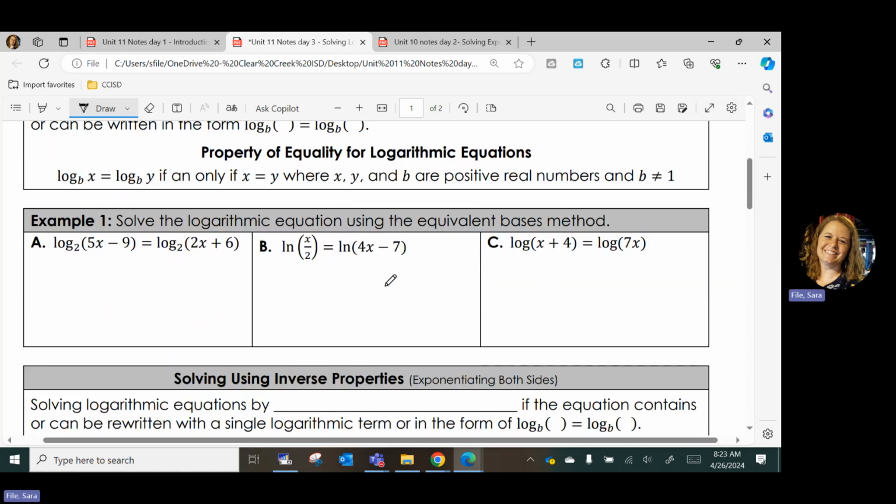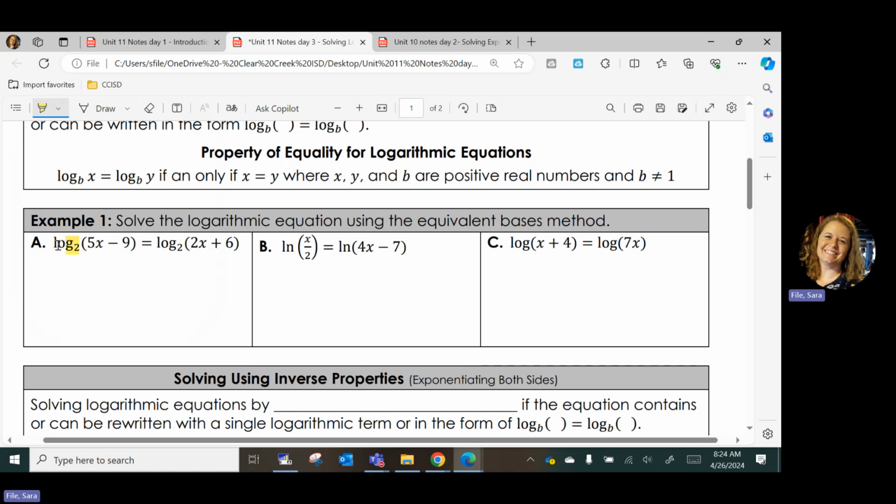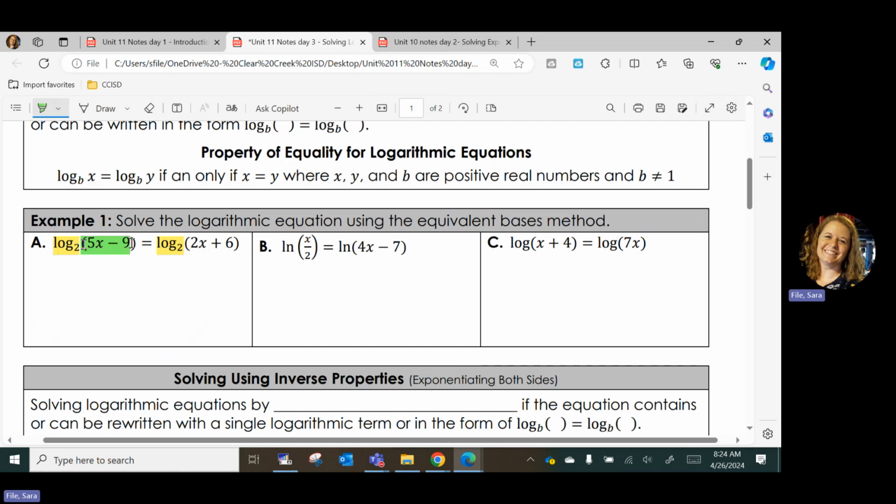Okay. All right, so let's try to apply this property. We have in A, log base 2 of 5x minus 9 equals log base 2 of 2x plus 6. So because these logs are the same base, they're both a log base 2, we can then assume that what we are taking the log of must be equal. That's what the property tells us. So essentially, you are just dropping the log. You're just saying, okay, 5x minus 9 equals 2x plus 6.